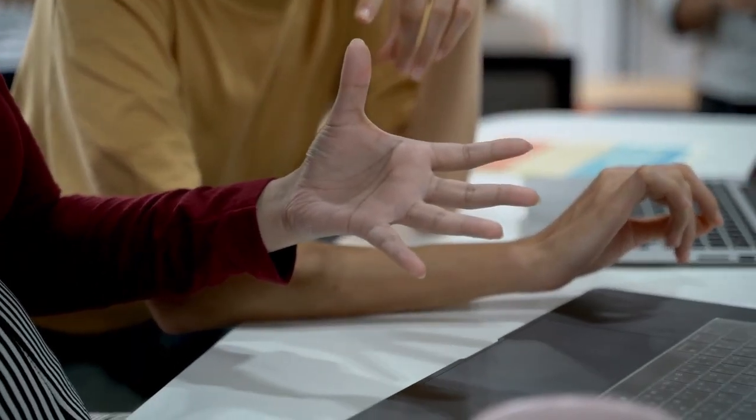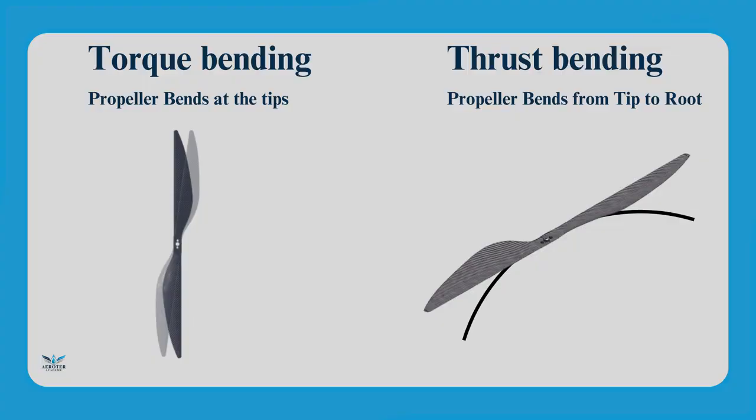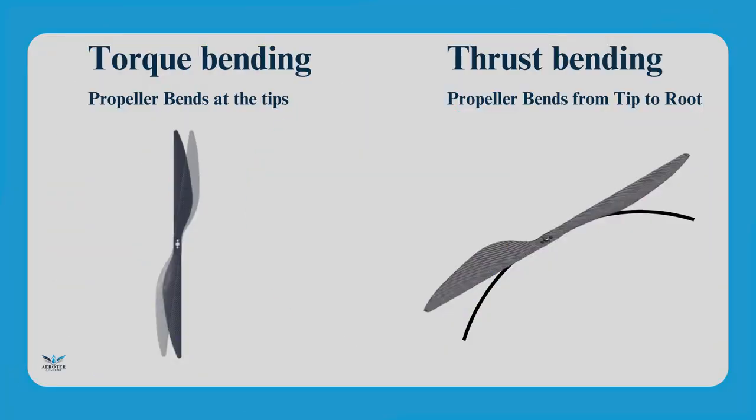Drone propellers experience two major bending forces. Torque bending: as the motor turns the propeller, resistance from the air creates a bending force. This affects the efficiency of rotation. Thrust bending: the force generated by lift bends the propeller upwards. Stronger materials help counteract this effect.